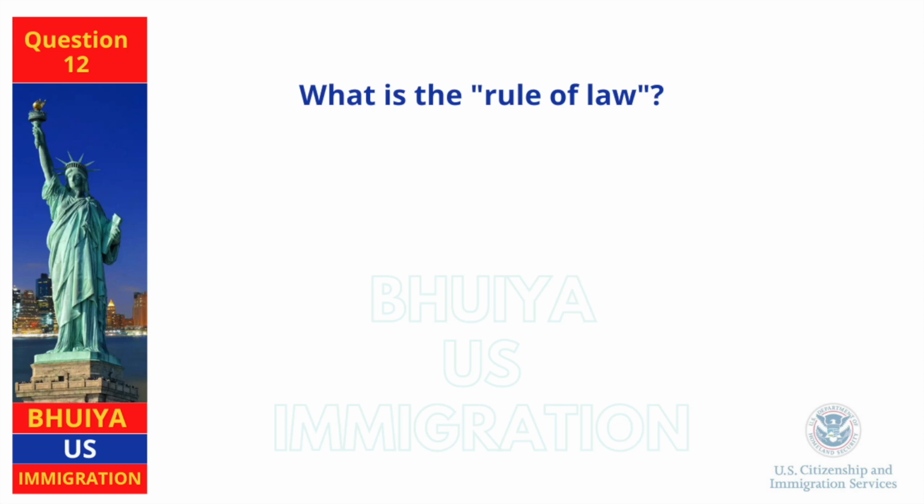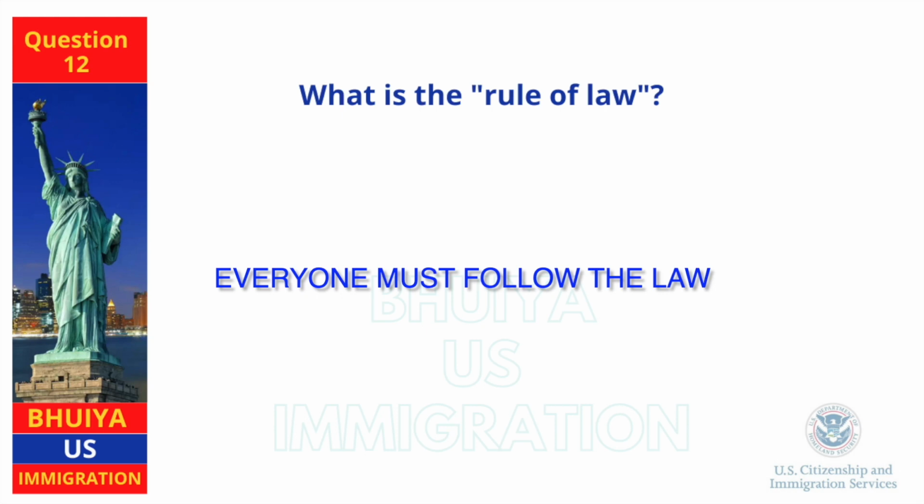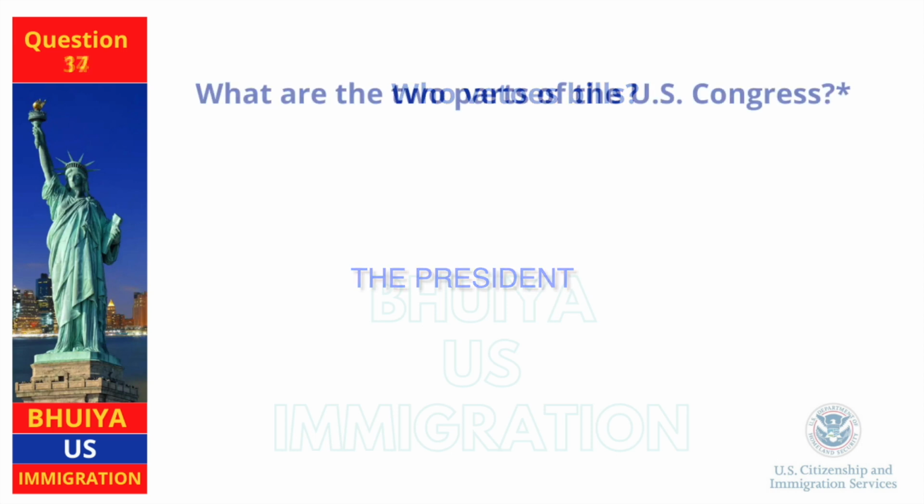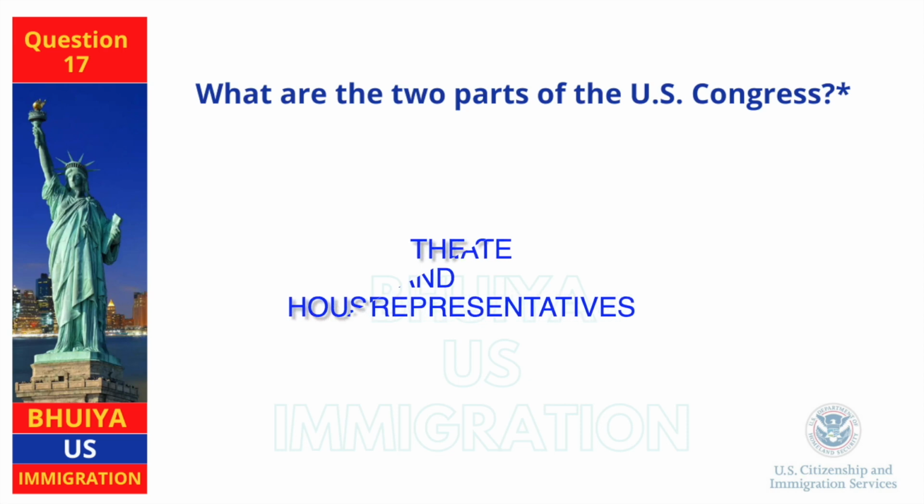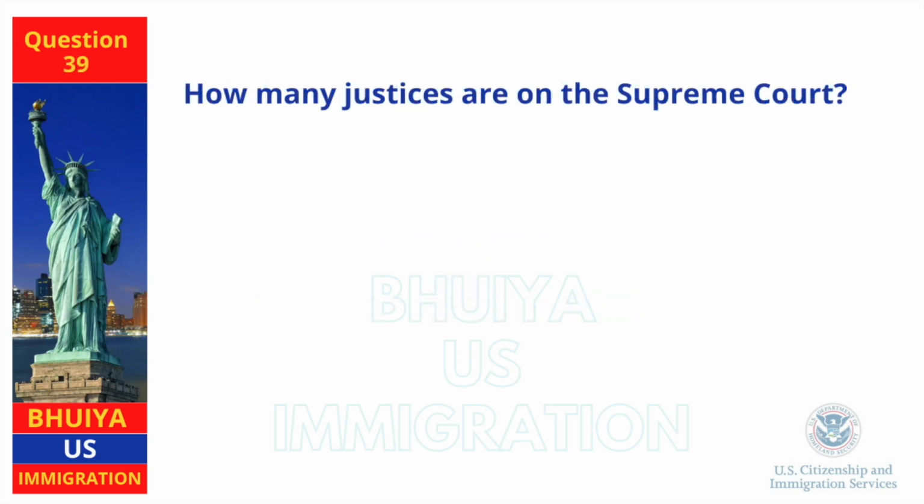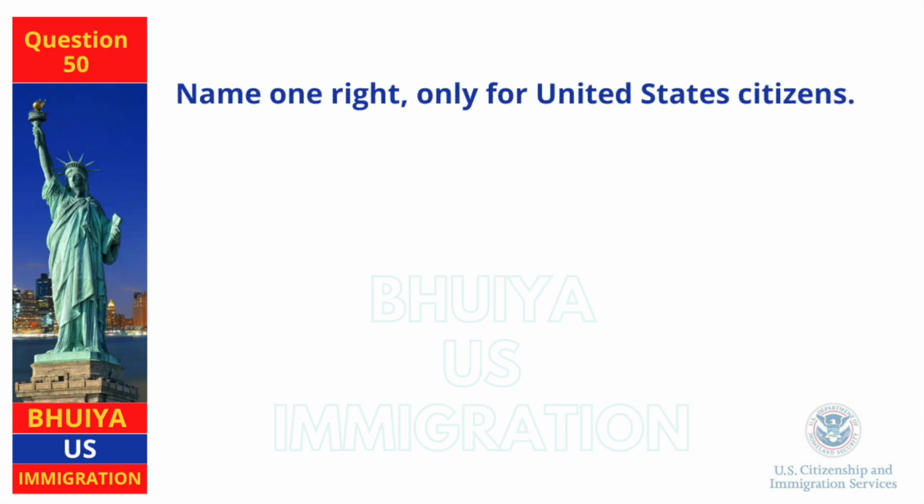What is the rule of law? Everyone must follow the law. Who vetoes bills? The President. What are the two parts of the US Congress? The Senate and House of Representatives. How many justices are on the Supreme Court? 9.